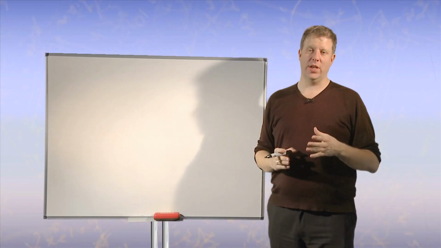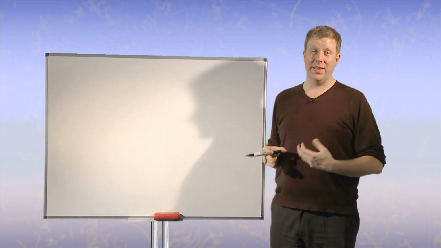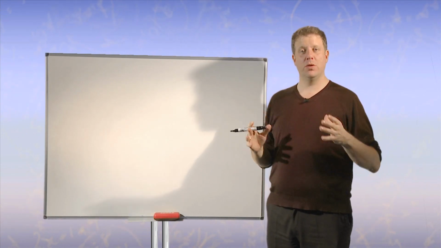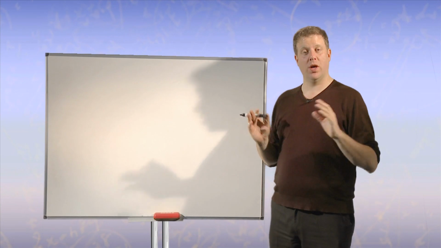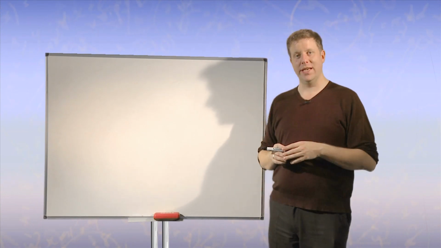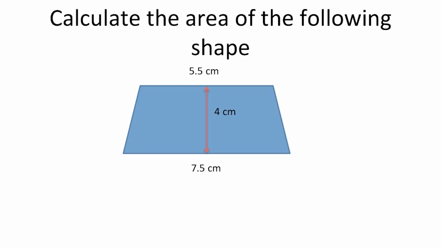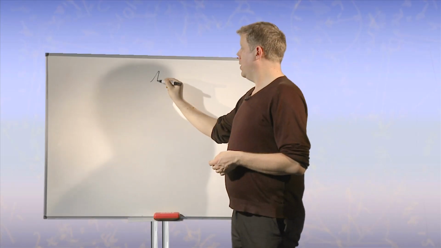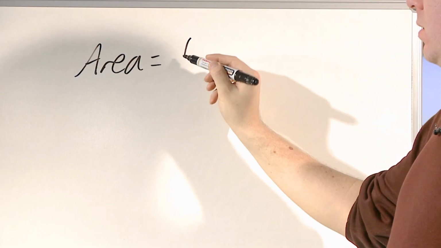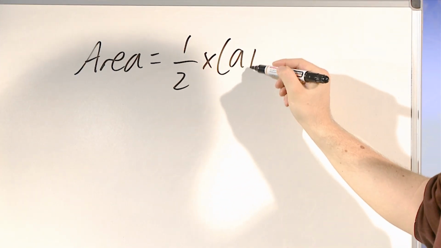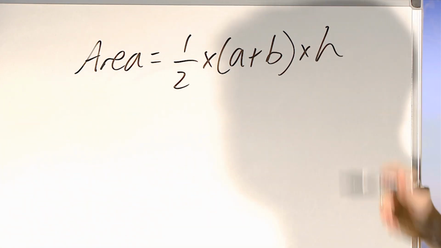Right, so the trickiest calculation you're going to have to do for area will be the area of the trapezium. But if you remember to break it down and think of it as steps rather than just that formula, it becomes a lot easier. So if we look at this example here, we've got a trapezium with the shorter parallel side being 5.5 centimetres, the longer one being 7.5, and the perpendicular height being 4 centimetres. Now remember, the area formula is a half times (A plus B) times H.